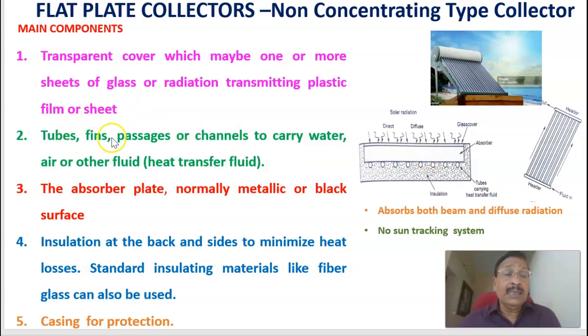The second one is the tubes, fins, passages or channels to carry the water, air or other heat transfer fluid. That is this one. Next one is the absorber plate. The absorber plate is normally metallic or a black surface that absorbs the radiation and converts it into heat energy. This is the tube, this is the absorber, and this is the transport cover, the top glass type of cover.